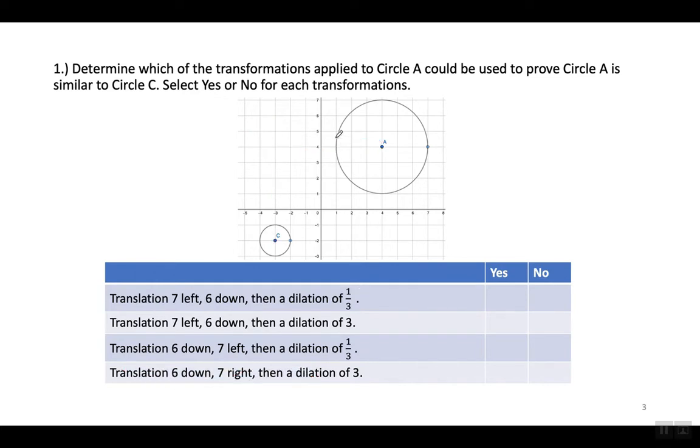Okay, so the way you should check the dilation is, let's compare the radius of the big circle to the radius of the small circle. So if you look at the radius of the big circle, let's pick an easy radius. For example, if we go like that, it's easy to count. This radius is 1, 2, 3. So the radius is 3, and for circle C, the radius is just 1.